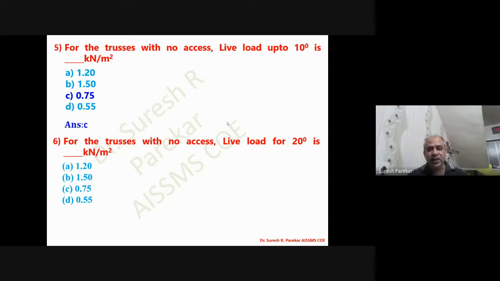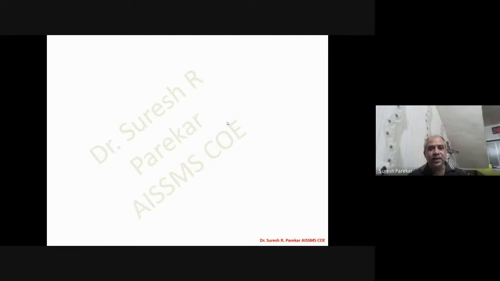So here you can see 20 degree. We are going to get 0.75 minus 0.02 into (theta minus 10), and that value comes 0.55 kilonewton per meter square. Formula I have written over here. Here theta you are going to put 10, and if you multiply it, you will get 10 into 0.02, so you will get it as 0.2. So 0.75 minus 0.2, 0.55 kilonewton per meter square.